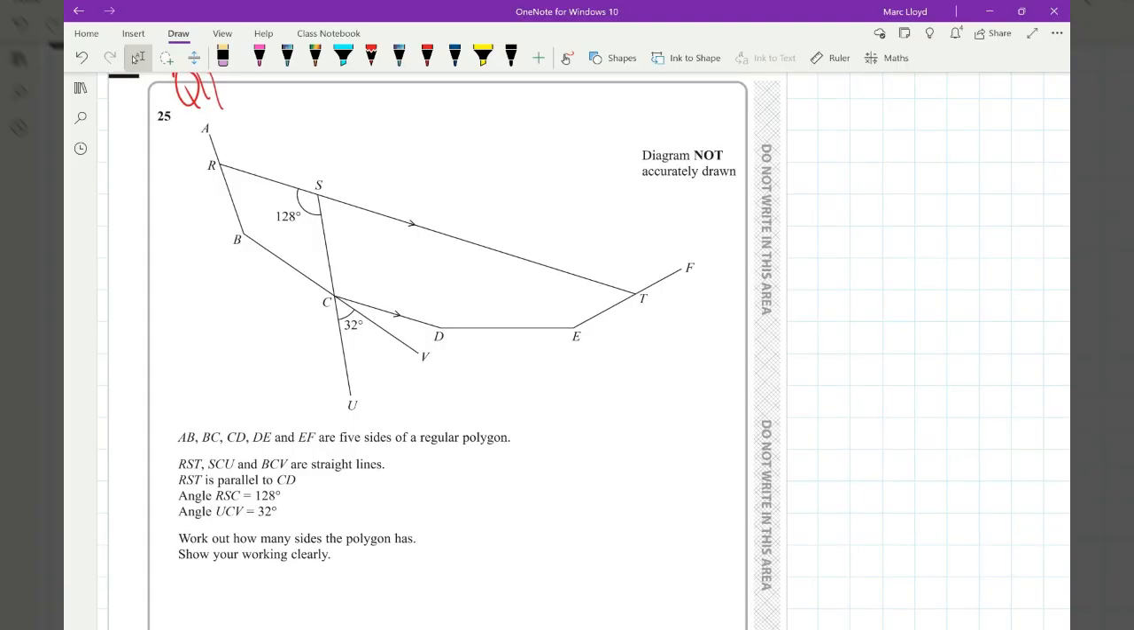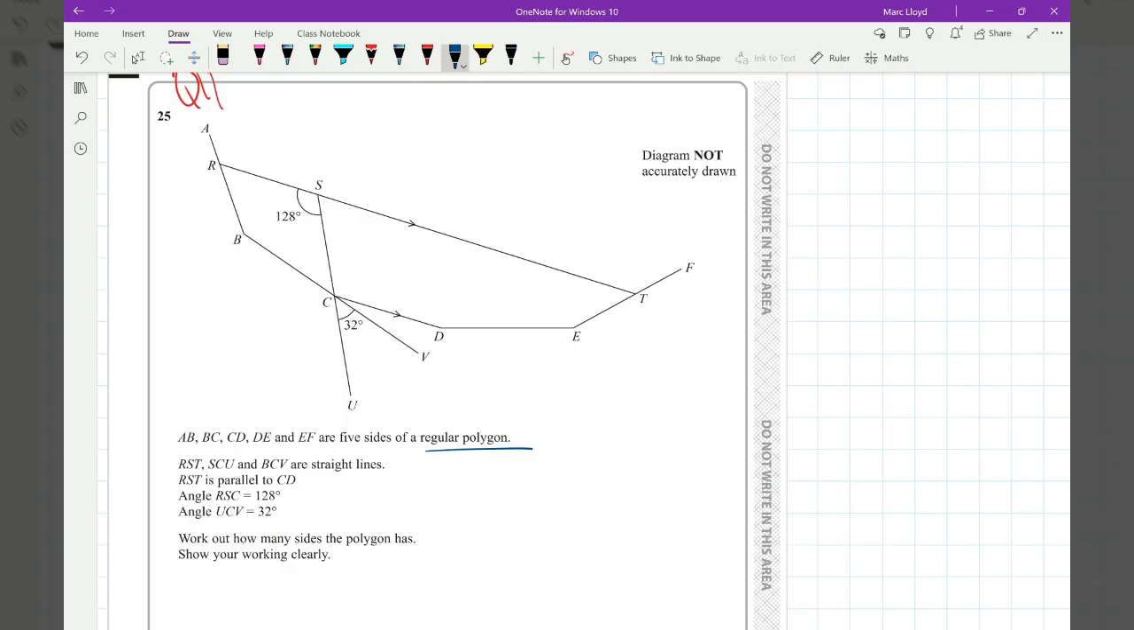Okay, look at that. Regular polygon means all the angles are the same within it. RST, SCU, BCV, they're all straight lines. Happy with that. RST is parallel to CD. Fine.